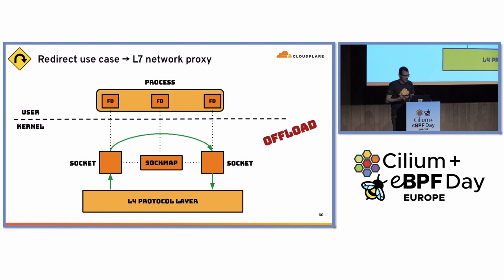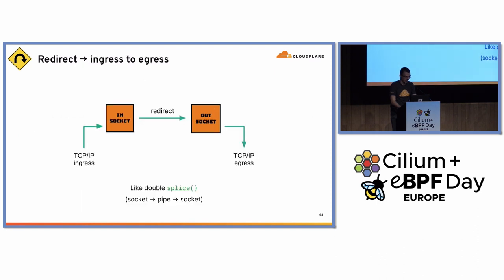What Sockmap can offer here is an offload mechanism. So instead of invoking your process every time you need to copy data from one socket to another, you can instead set up Sockmap so the copying happens within the kernel. As I mentioned, the data comes in from the network stack into the socket receive queue, and we redirect it to our output socket, and it's passed out through the network stack again. So it would be like splicing from a socket through a pipe to another socket.